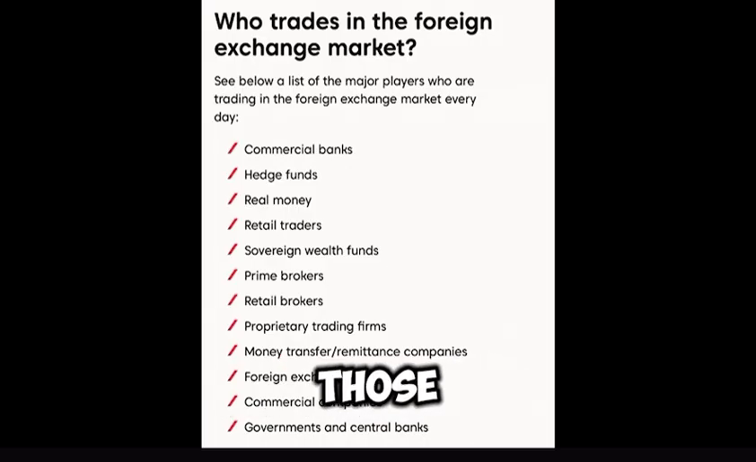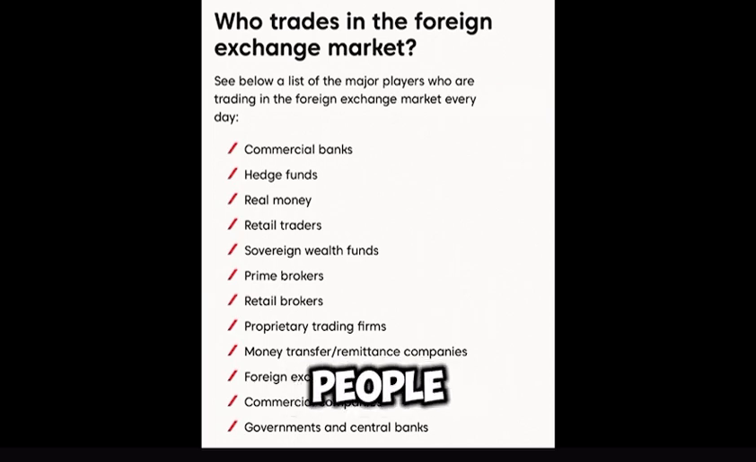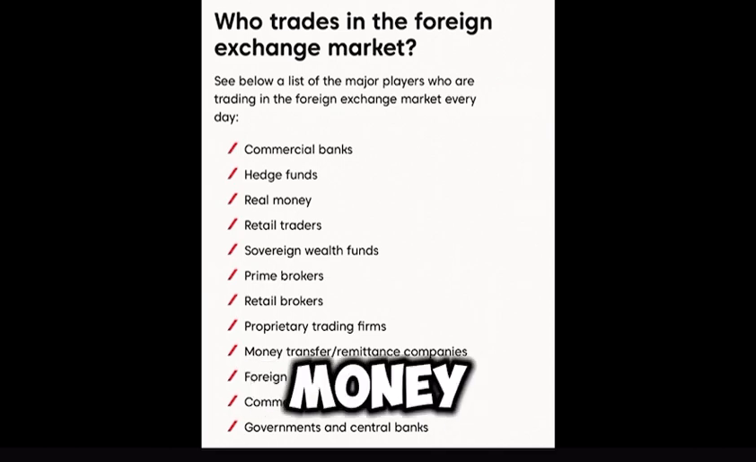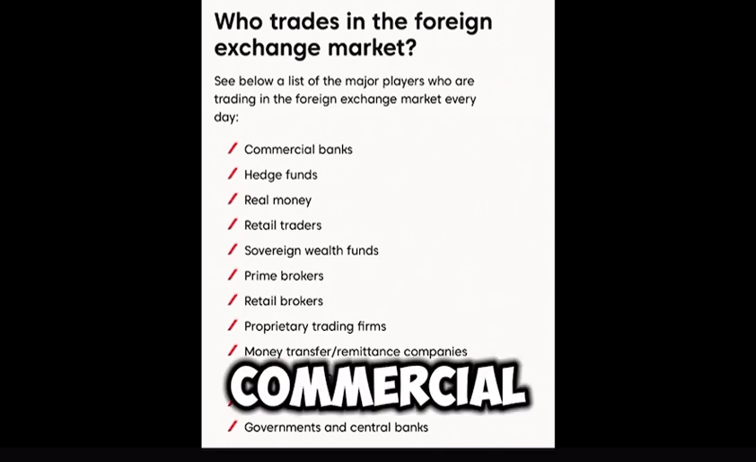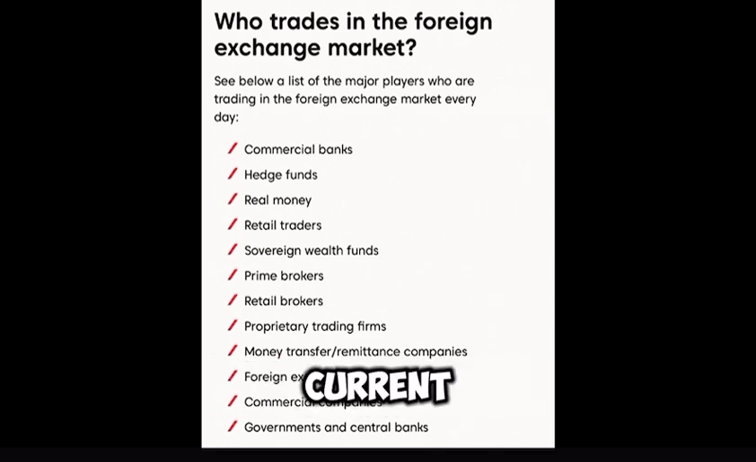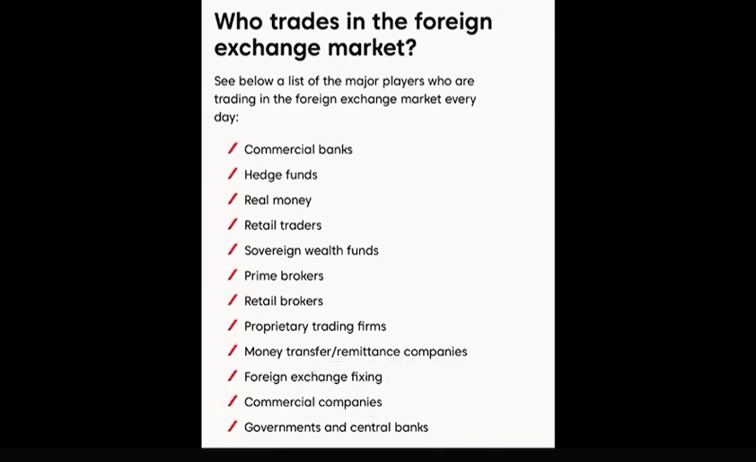So who are those that trade the foreign exchange market? We have commercial banks, hedge funds, real money people, retail traders, sovereign wealth funds, prime brokers, retail brokers, proprietary trading firms, money transfer and remittance companies. We have foreign exchange fixings, commercial companies, governments. That's your country right now that you are living in. Your government also trades forex markets, and also commercial banks. So what's the retail trader? We are the smallest in the market. We make the smallest amounts in the market.